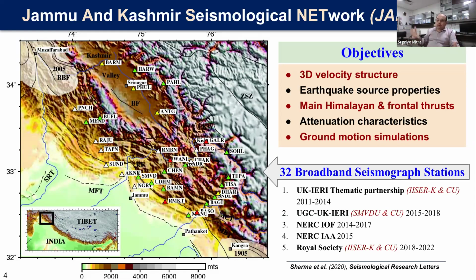The objectives were to look at the structure, then use the structure to look at the earthquake sources and their mechanisms, and try to understand the geometry of the Main Himalayan Thrust, which is the main fault that causes big earthquakes underneath the Himalayas, and also where it comes out to the front. We also use local earthquakes to look at the attenuation structure, so as to understand how waves will propagate in the medium once you have a big earthquake, and then combine all of these to look at ground motion simulations.